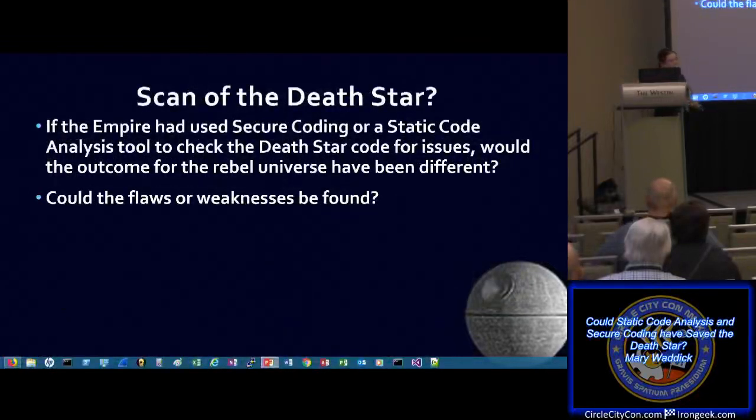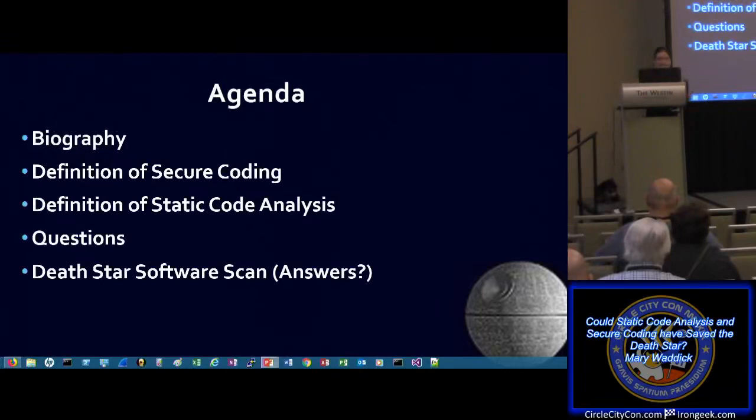But what if the rebels didn't find the information? What if they'd used some kind of tool like static code analysis or secure coding? What if there was something done that found those flaws? What if they didn't find the weakness and they couldn't blow up the Death Star? What could the history of Star Wars have been instead? So we're going to go a little bit farther and discuss what secure coding is and static code analysis.